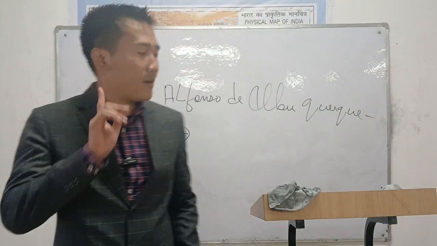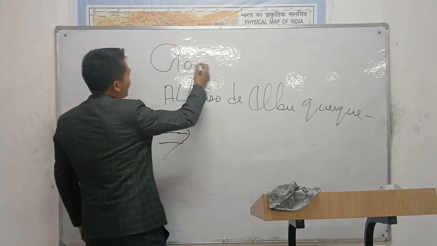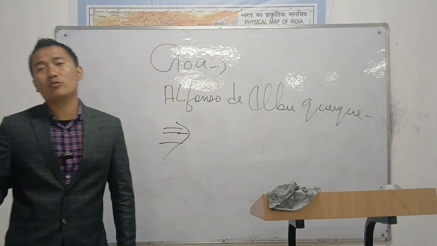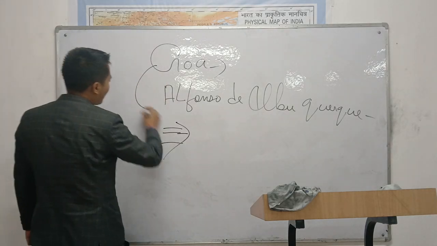And he captured a very important city known as the city of Goa. Too important. Goa is going to become the permanent headquarters of the Portuguese, but as of now, it is Cochin. Goa is going to become the capital city after some time.